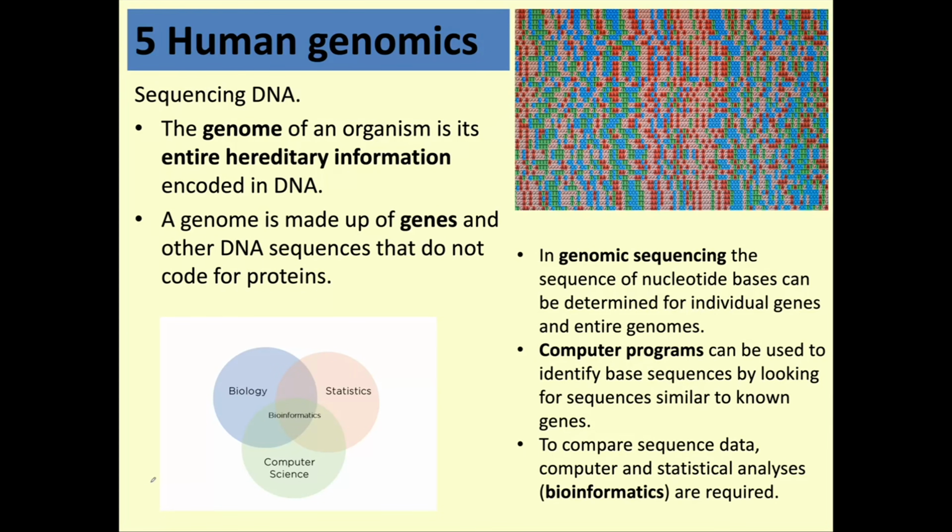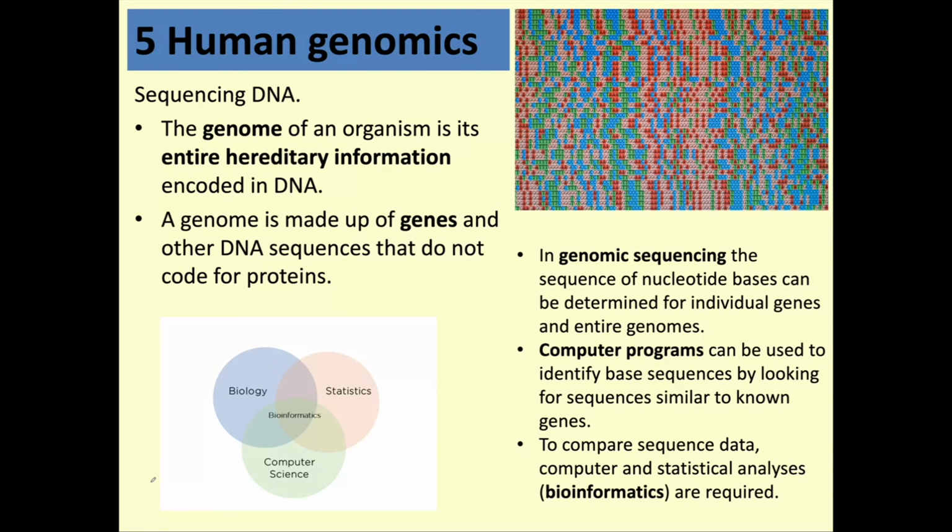The rest of it is other sequences which help in things like gene expression and have lots of other tasks, rather than just being genes that make proteins. So that's worth remembering as well. The genome is made up of genes, but there are lots of other DNA sequences that do not code for genes. So we talked about sequencing DNA, and the Human Genome Project was able to sequence the entirety of our DNA.